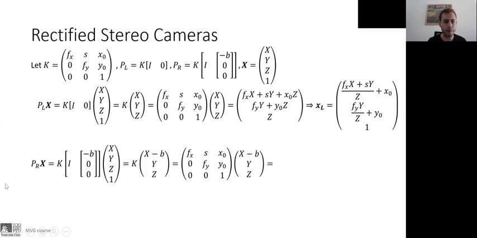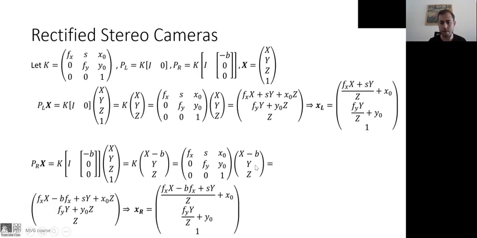Similarly, for the right point, we multiply PR by capital X, and we get this camera matrix representation, and here we use I multiplied by x, y, z plus minus b, 0, 0. So we just have x minus b, y, z. And then after multiplying again with the calibration matrix, we get this expression, and we divide by the third coordinate, and we get these two coordinates.